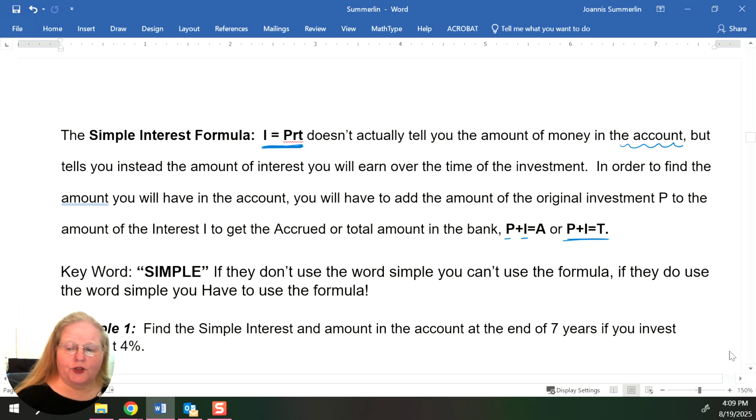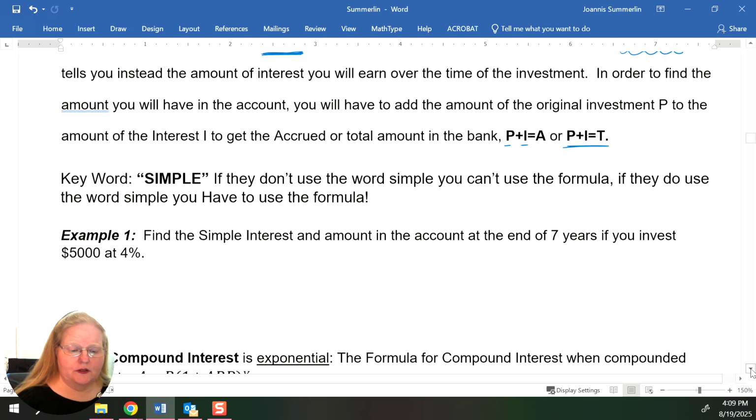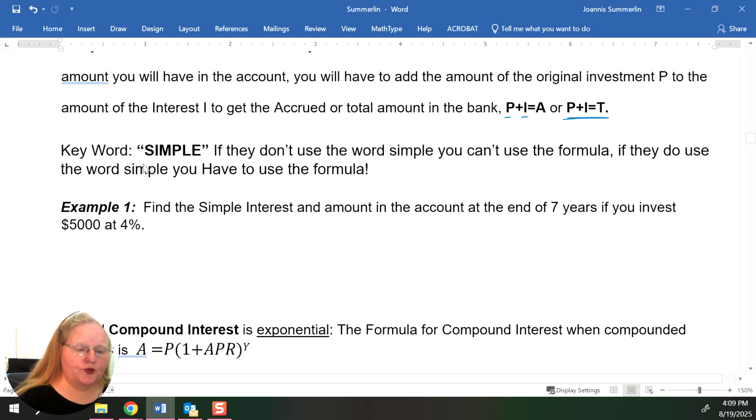The way you know to use simple interest is that they'll always use the word simple in the problem. If they don't use the word simple in the problem, they are not asking you to find simple interest. That's the way it works.